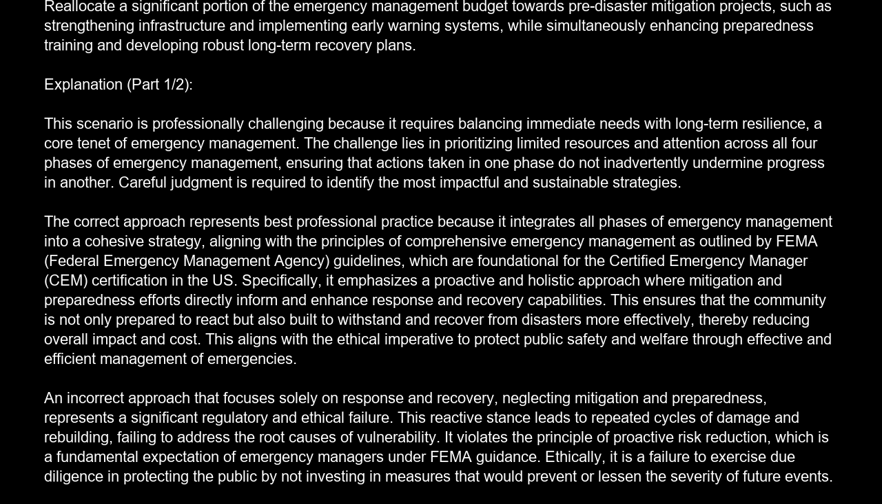An incorrect approach that focuses solely on response and recovery, neglecting mitigation and preparedness, represents a significant regulatory and ethical failure. This reactive stance leads to repeated cycles of damage and rebuilding, failing to address the root causes of vulnerability. It violates the principle of proactive risk reduction, which is a fundamental expectation of emergency managers under FEMA guidance. Ethically, it is a failure to exercise due diligence in protecting the public by not investing in measures that would prevent or lessen the severity of future events.